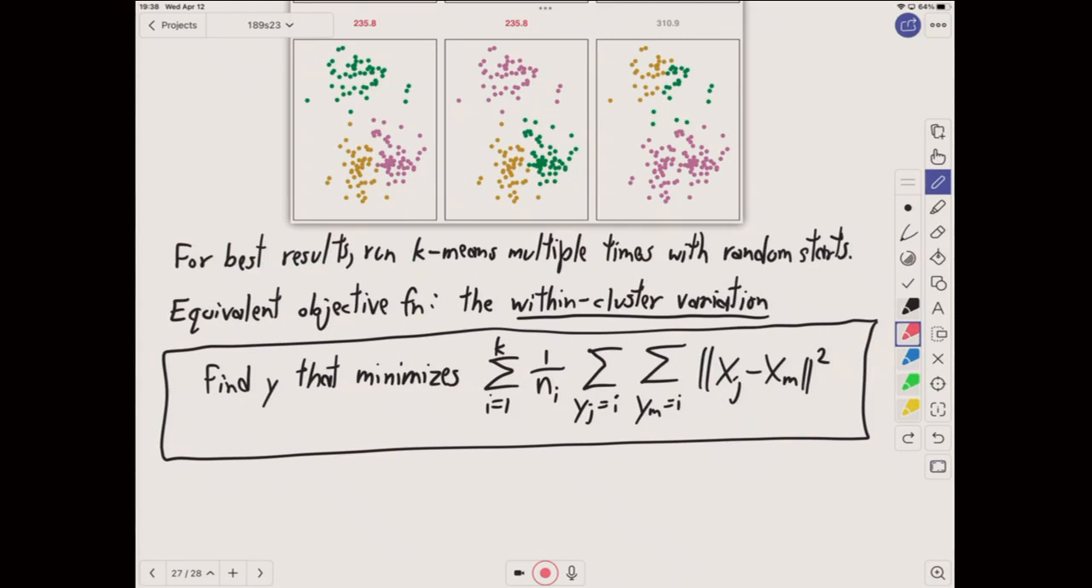But again, the nice thing about this expression is that there's no mu i's in there. This is an expression that depends solely on input points and the assignments and nothing else. So this objective function does not suggest the k-means algorithm. The other objective function is better at motivating where k-means comes from and why it works.